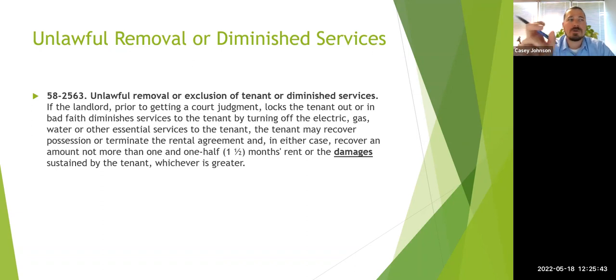So here's that place where I was talking about where the statutes don't use the term actual damages. They use the word damages. And there's case law that specifically says if this was done with malice, the tenant can recover punitive damages or things like pain and suffering, things that aren't actual economic damages.